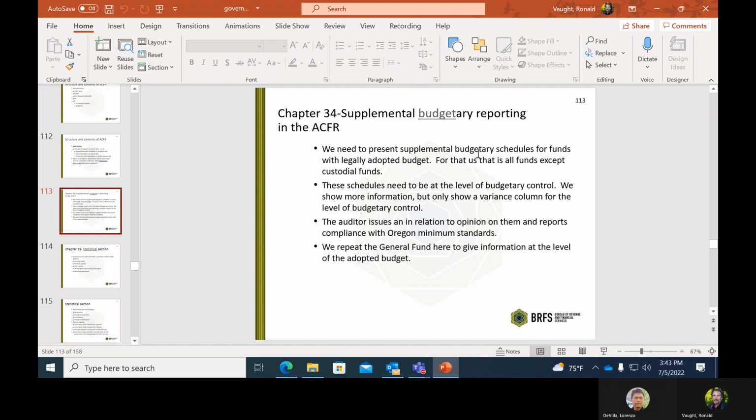Supplemental budget reporting. We present the budget schedules for funds with legally adopted budgets, which for us is every fund. But it varies from state to state. In Montana, for schools, it was only funds that had a tax levy that had to have a budget. Any other fund didn't have to have a legally adopted budget. They need to be at the budgetary control level. Like we talked about earlier, we show more information, but only show the budget variance column for the level of budget control. The auditor issues an opinion in relation to them, and of course, compliance with Oregon minimum standards. And we repeat the general fund here.